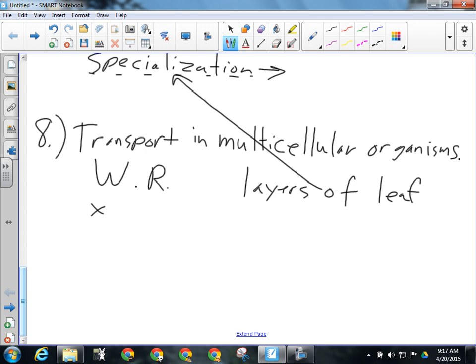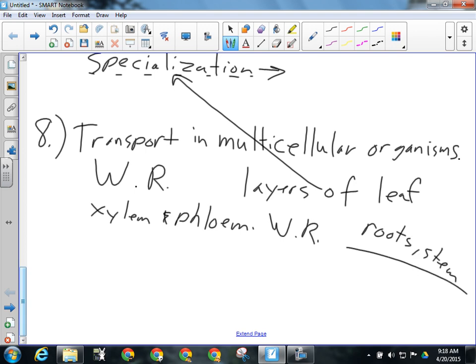phloem. Certainly I can't remember a test where I did not ask about the xylem and phloem in the written response, not just in the multiple choice, but in the written response. Asking about their structure and location and how they work and what moves in them. So remember which one transports what, and be able to explain that. So really big stuff there. And again, the parts of the plant, not just the layers of the leaf, but how the roots and stem are also involved in the plant as a multicellular organism.